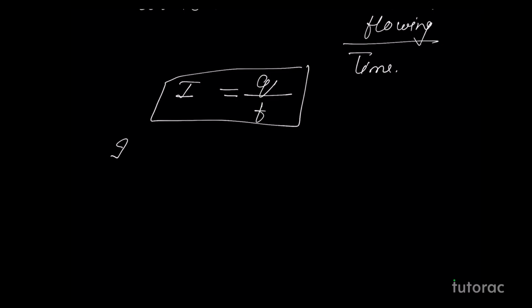Now, at the same time, we also have two more values for electric current. The first one is known as instantaneous current, that is, the current flowing at any particular instant. So, for that, let me write it out here: instantaneous current.